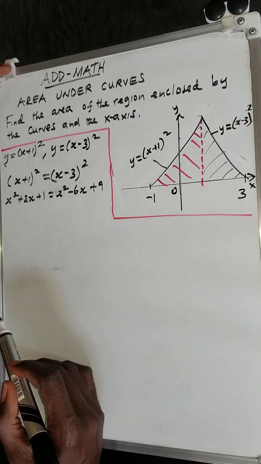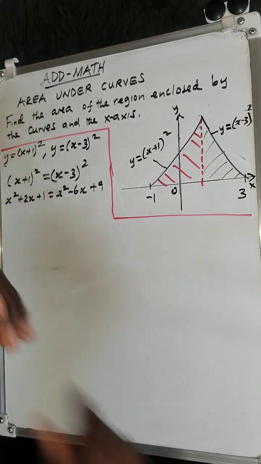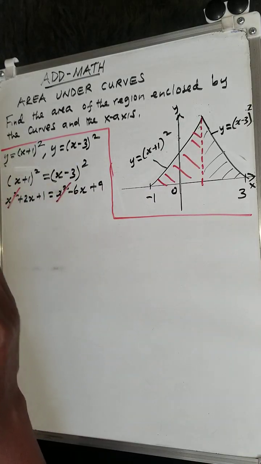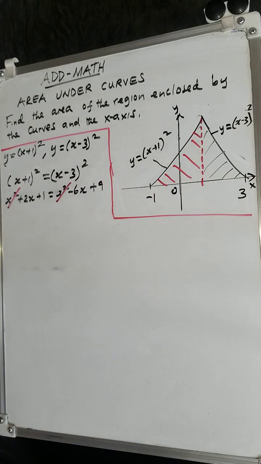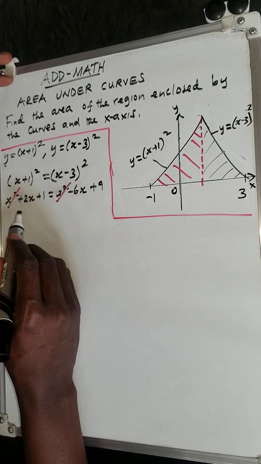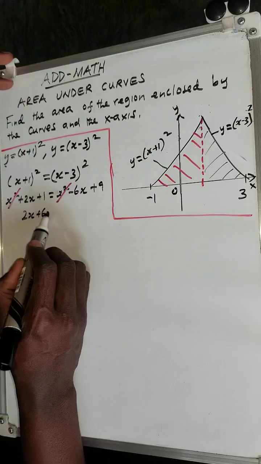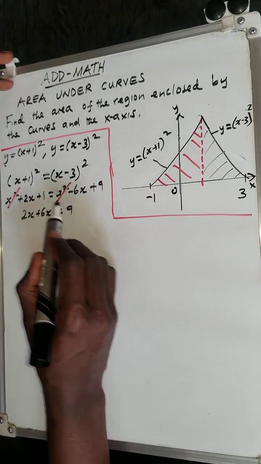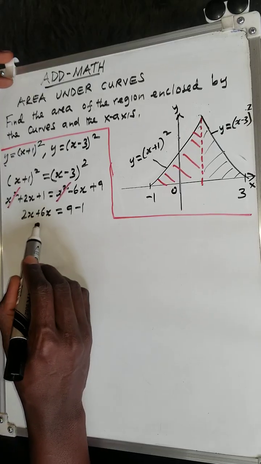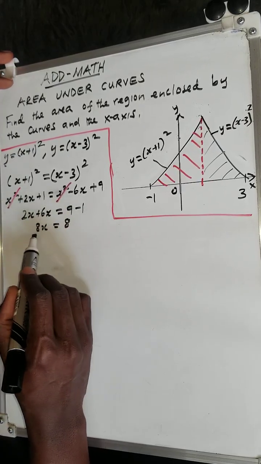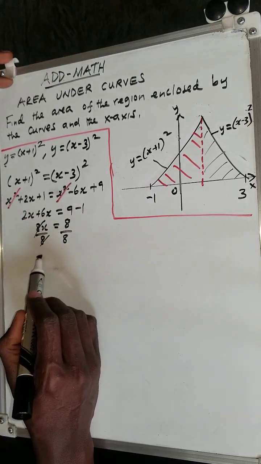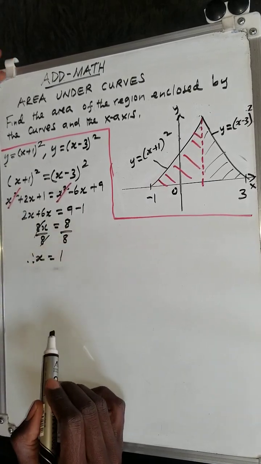Then of course you can collect the like terms. But before we collect the like terms, I noticed that this and that will cancel because they are equal but on opposite sides. Therefore they will cancel out. This negative 6x can go to the other side, so it will be 2x plus 6x is equal to 9. When the 1 goes to the other side, it will be minus 1. We add that, that will be 8x is equal to 8. If you divide by 8 to find x, therefore my x is equal to 1.